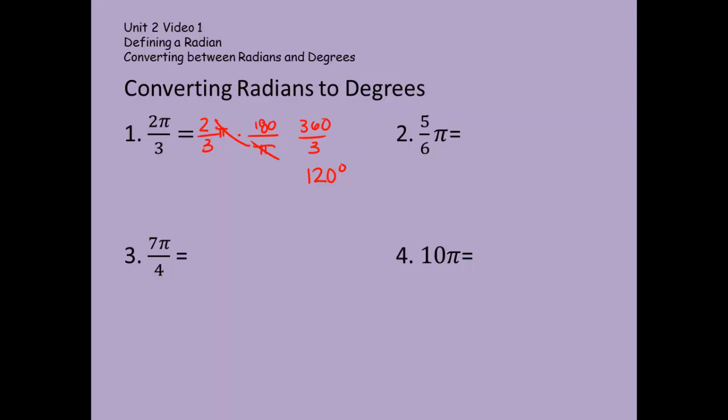I'm going to try that with 5/6 pi, so I have 5 pi over 6 times 180 divided by pi. Again, my strategy here is going to be that I want to take 180 and divide it by 6 first, because that'd be easier than multiplying 5 times 180. So when I divide those, I get 30, which I can easily multiply by 5 to get 150 degrees. Go ahead now and work on numbers 3 and 4 on your own, and pause it, and when you're done you can unpause and we'll check our answers.